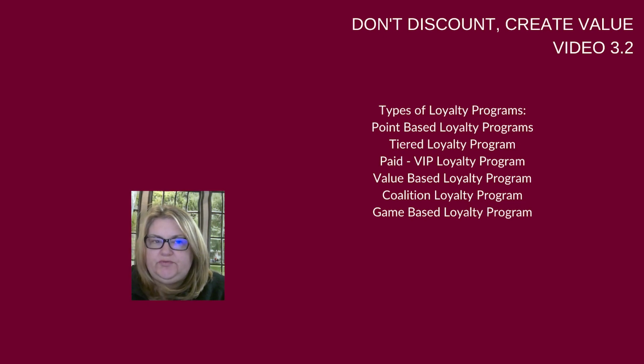Module 3.2, Developing a Loyalty Program. There's 6 types of loyalty programs. We just discussed some successful ones. The first is a point-based loyalty program. The second is a tiered-based loyalty program. Third is paid. 4 is value-based. 5 is coalition loyalty, and 6 is game-based.